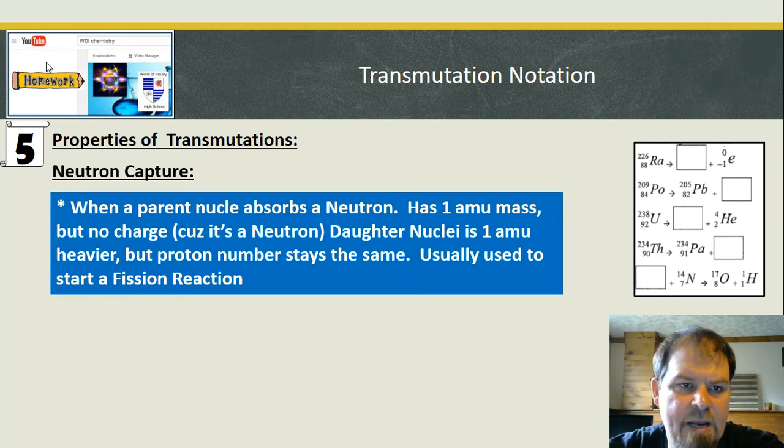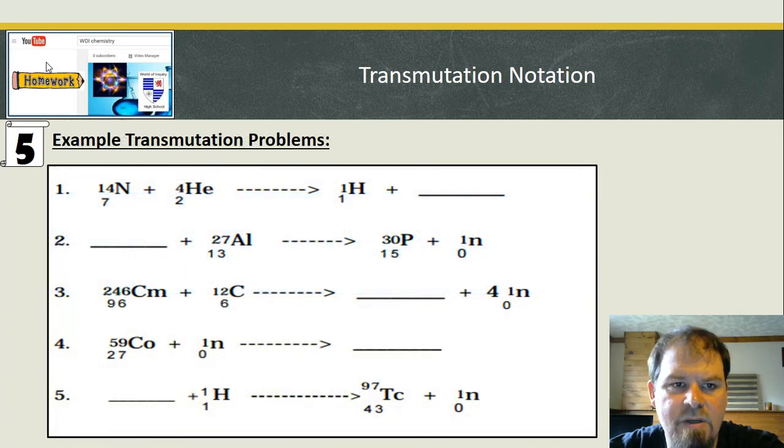And then there's neutron capture. When it absorbs a neutron, this is another thing that happens. This is usually how we start fission reactions. Absorbing that neutron breaks it apart, so it's not going to be a natural reaction.